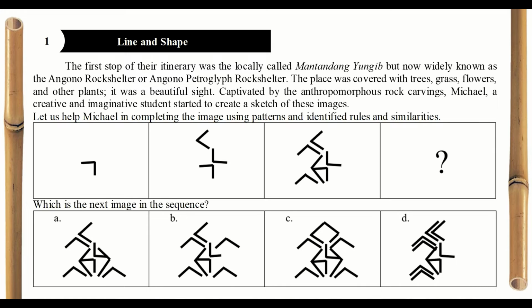The first stop of their itinerary was the locally called Matandang Yungib, but now widely known as the Angono Rock Shelter or Angono Petroglyph Rock Shelter. The place was covered with trees, grass, flowers, and other plants. It was a beautiful sight.